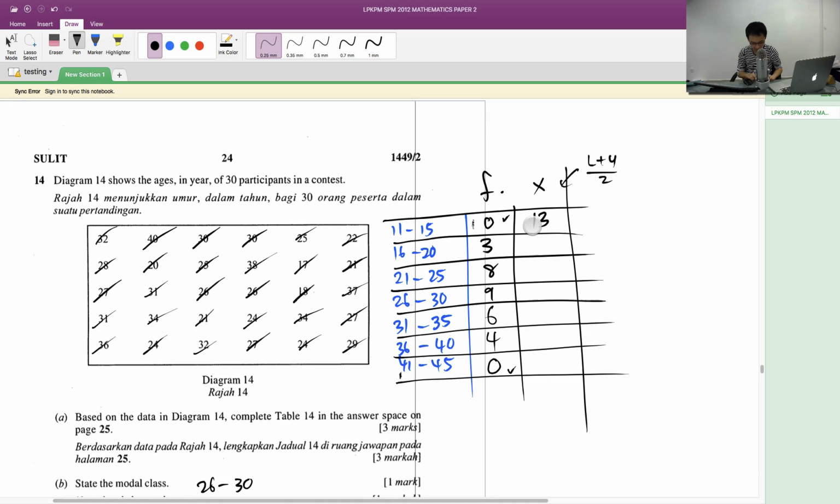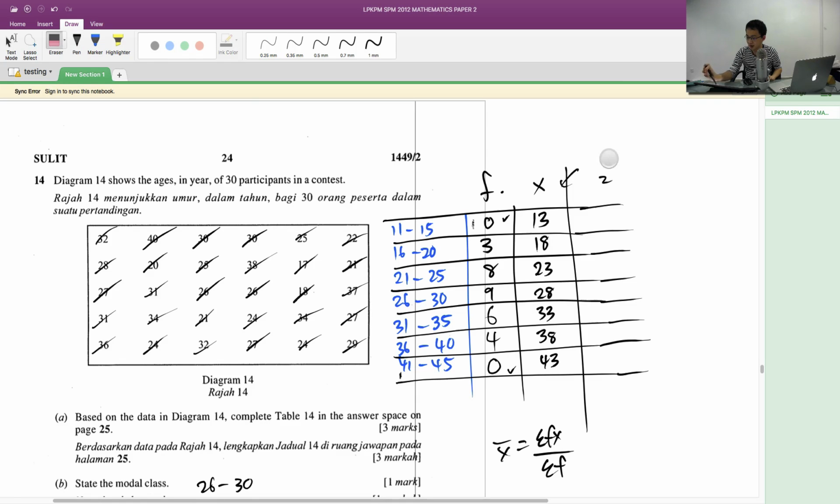And then 16 plus 20 divided by 2, you will get 18. So that means you keep on plus 5. So this is 23, this is 28, this is 33, this is 38, and then this one should be 43. Then you should know the formula for mean. It's sum of fx over sum of f. So I will do the fx here, it's easier for me. Fx means f multiply x.